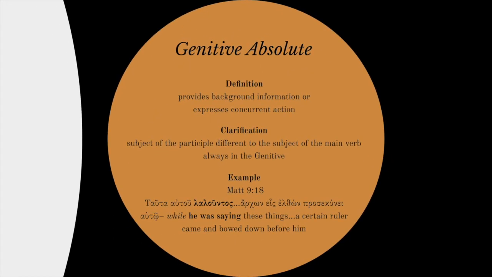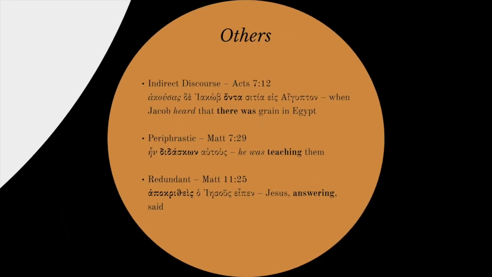The last common use of the participle is the genitive absolute. Köstenberger defines the function of the genitive absolute as either giving background information or expressing action that is happening at the same time. In this instance, the subject of the participle is different to the subject of the main verb, and the participle is always found in the genitive. Wallace identifies 3 more less frequent uses of the adverbial participle: indirect discourse, periphrastic, and redundant. However, these uses are rare and they can be treated case by case as they come up in the translation process.